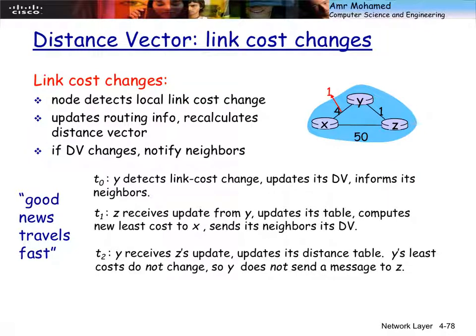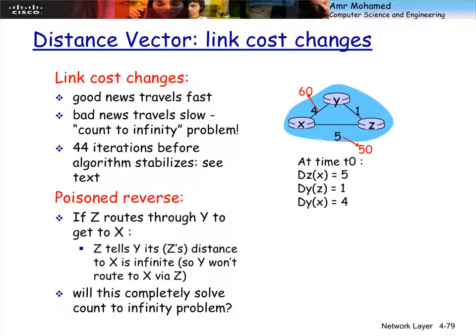So let's see when the cost on one of the links gets really worse. That's the interesting case. The number at t2 will change and it becomes a high cost. Y receives the update from Z, in the case where the cost increases, not decreases. So this is the other scenario. The bad news here travels slowly.